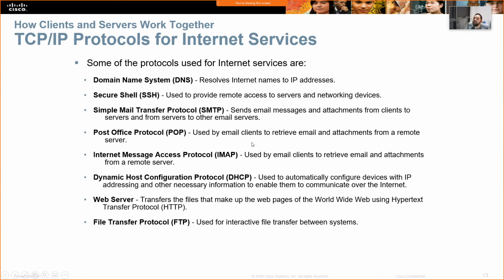POP is used by the client to retrieve the email from a remote server. And IMAP is also used to retrieve email and attachments from the remote server. There is a difference between POP and IMAP.